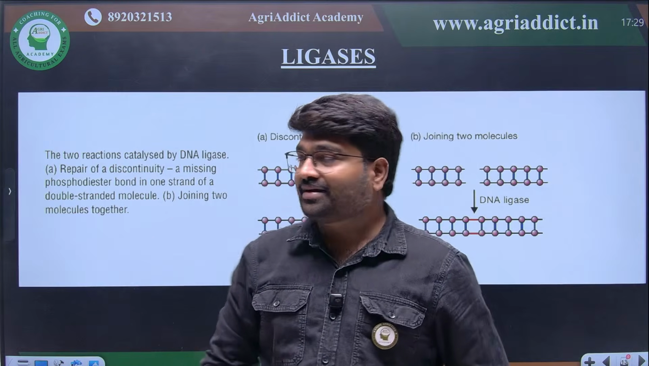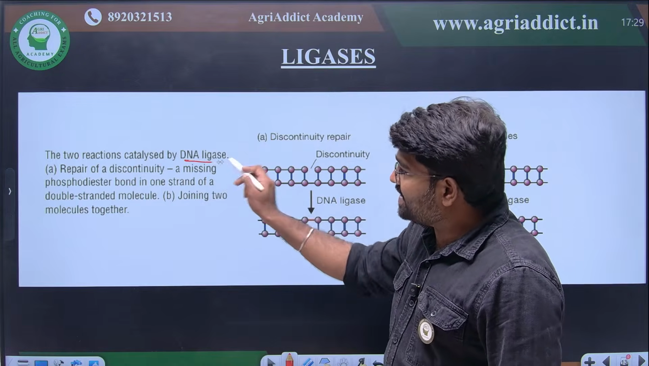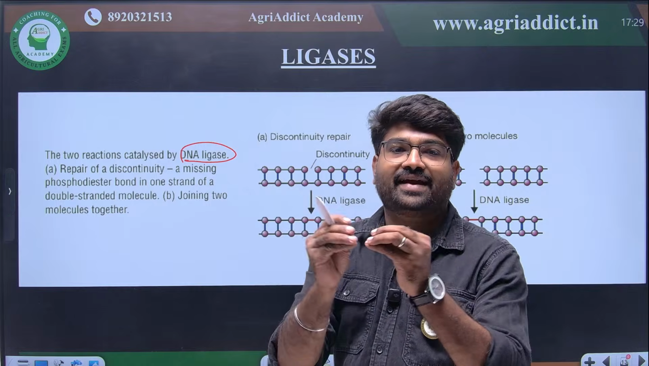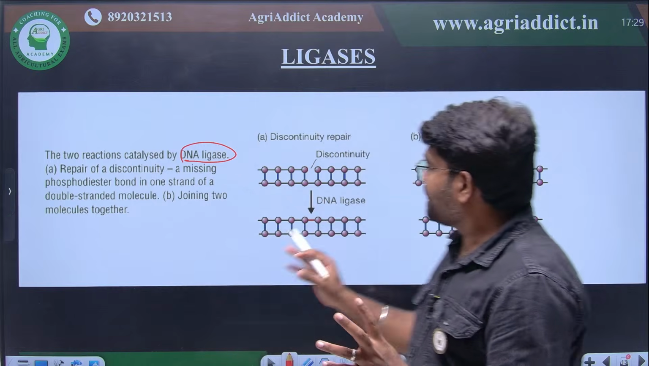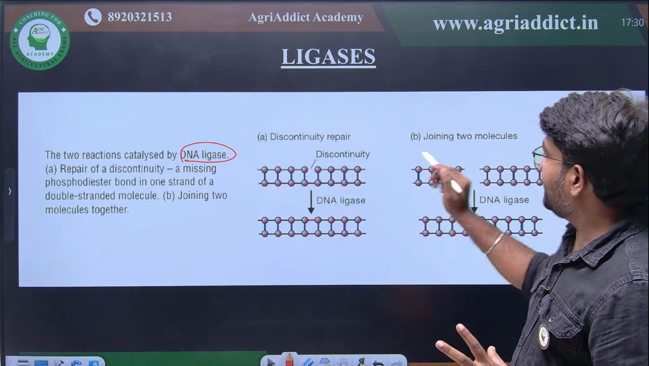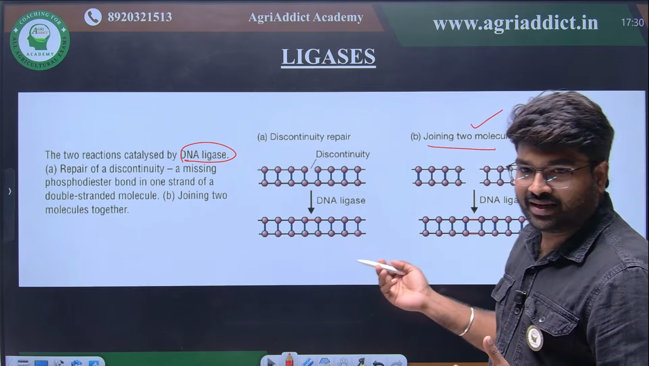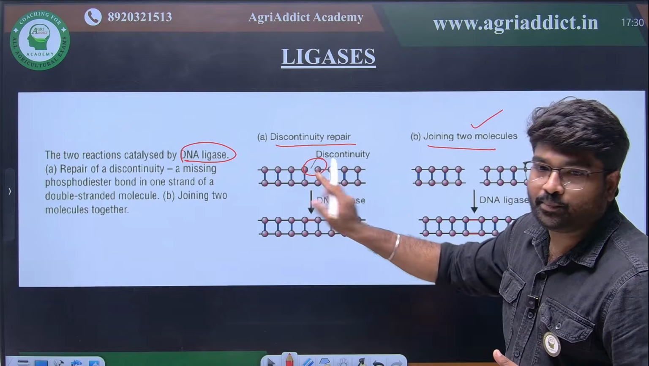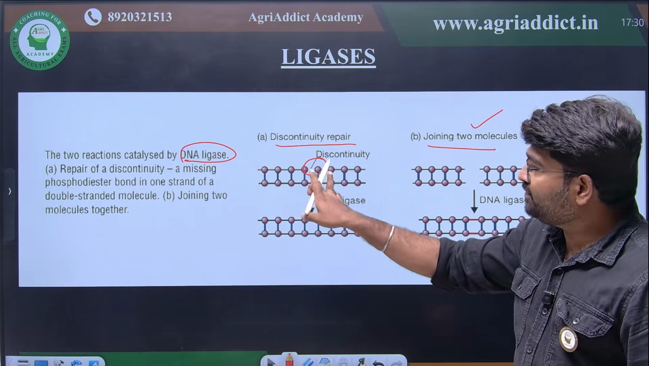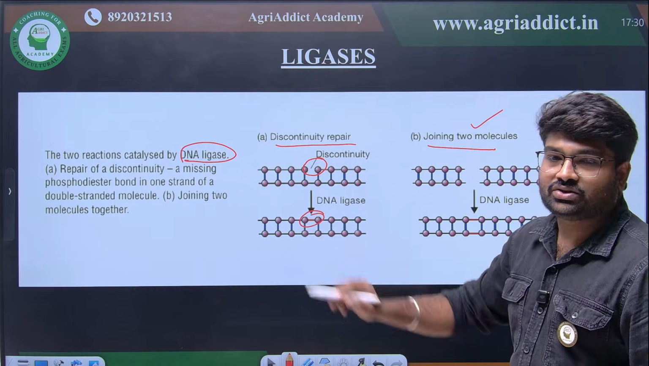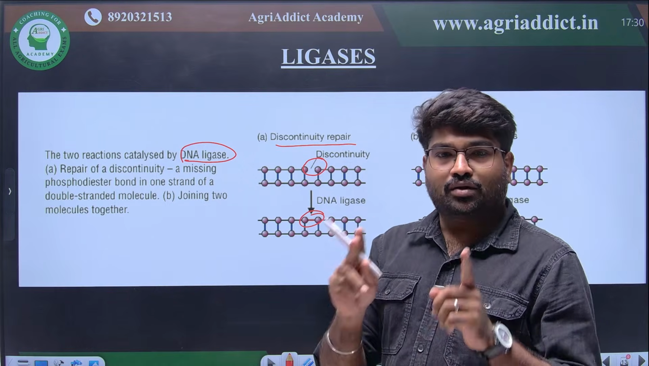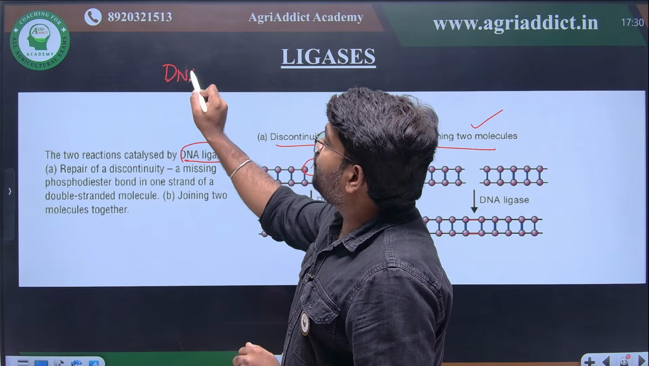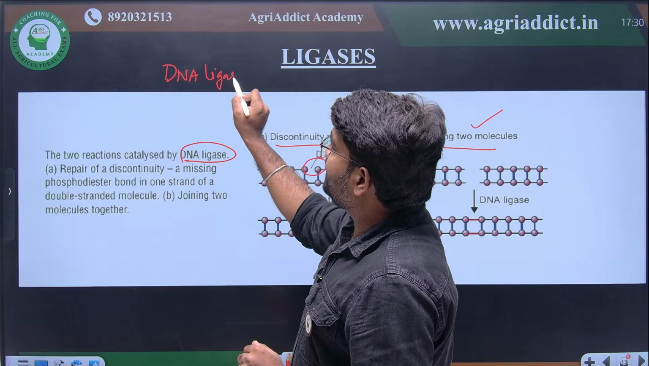Then another class, DNA ligase. As we already discussed, DNA ligase will ligate the DNA fragments. Joining two molecules will be done, or else the discontinuity, that means a missing phosphodiester bond between the nucleotides, will be joined by DNA ligase. And the most important exam point is the DNA ligase cofactor. This you have to remember. DNA ligase cofactor.